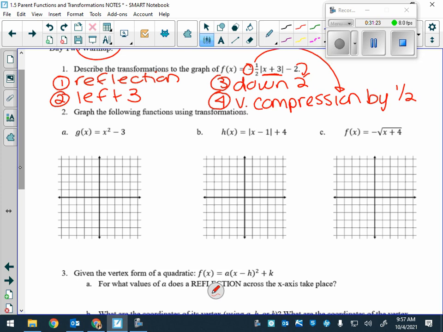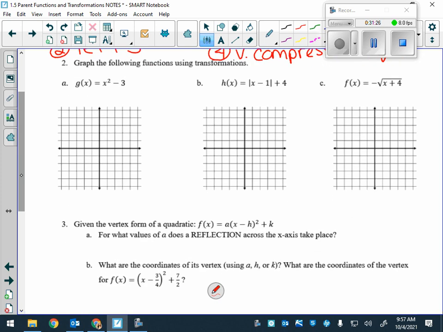Okay, good. For A, we have our quadratic. Caden, what's our vertex? 0, -3. So what transformation happened, Christian? Down by 3. So we start here. The A value is 1. Okay, 1, 2, 3, 4, 2. And here is our function. Yes?